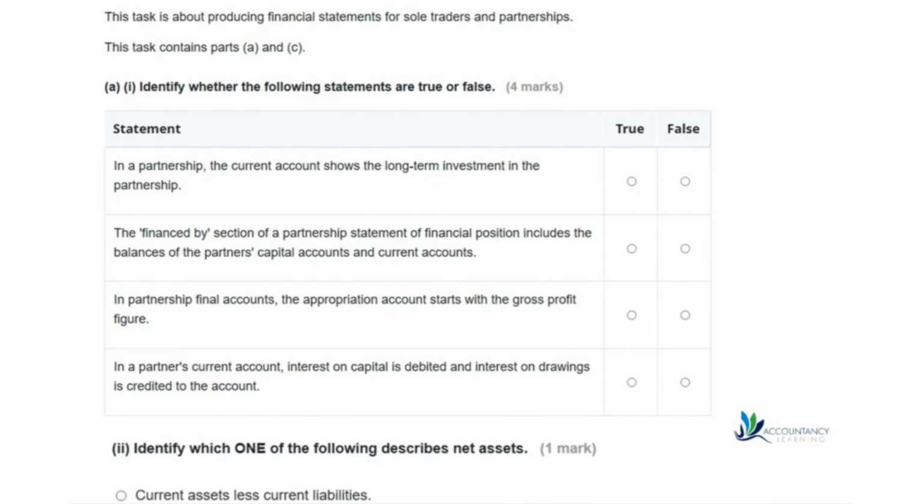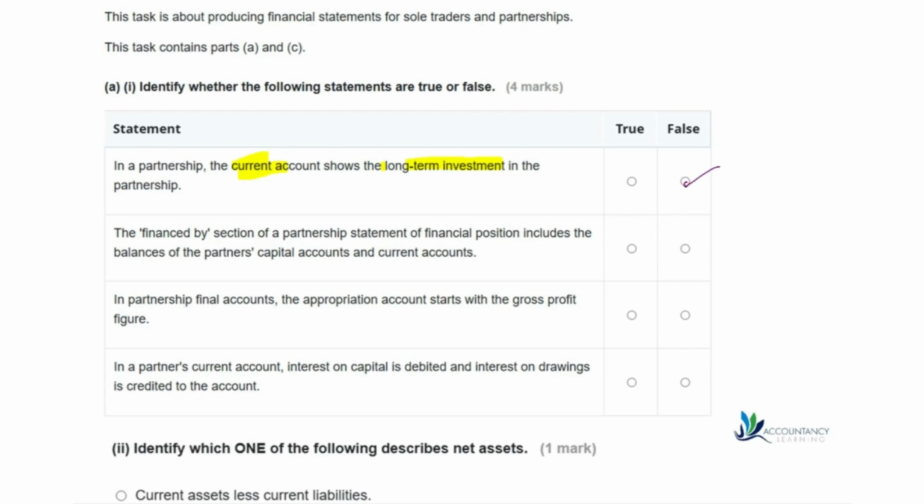In a partnership, the current account shows the long-term investment in the partnership. So we're talking about the current account here, and we're talking about a long-term investment. So that's actually the capital. That's the capital that's been invested by the partners, which would be shown in the capital account.